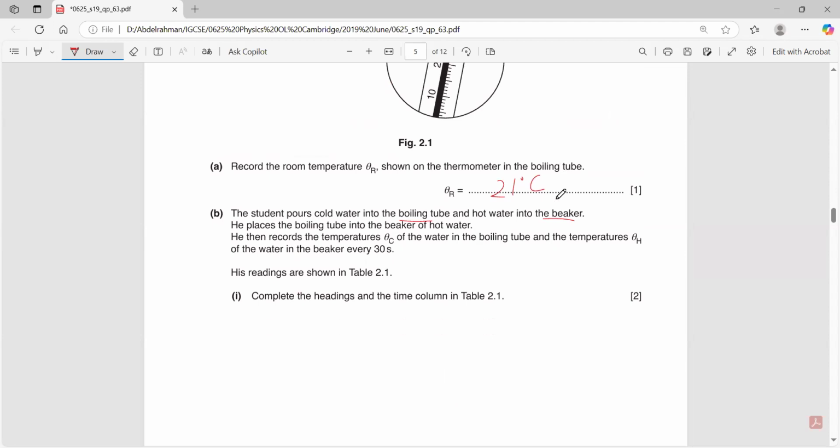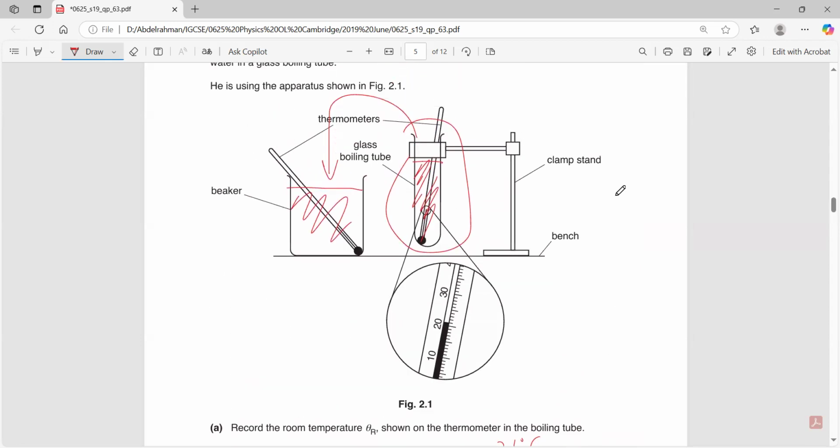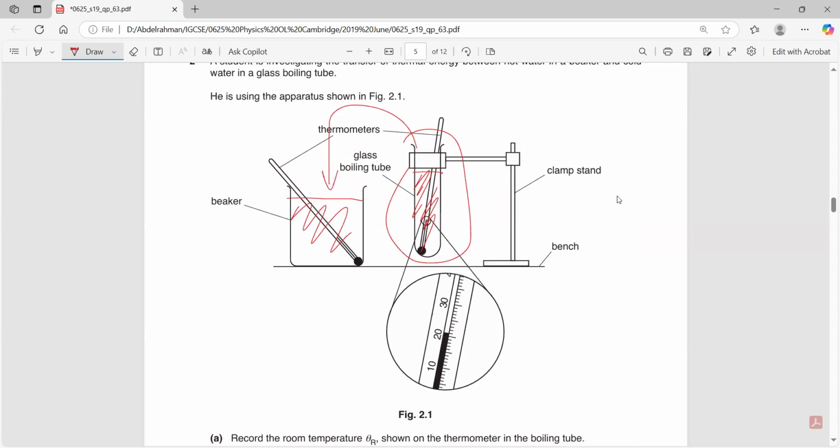He records the temperature every 30 seconds: the temperature of the cold water, theta C, and the hot water, theta H. I want you to think about this experiment. I will not scroll down. You have cold water here. When you place this tube inside the hot water, what will happen to the temperature of the cold water and what will happen to the temperature of the hot water?